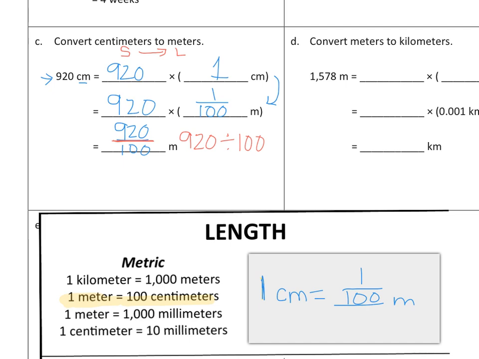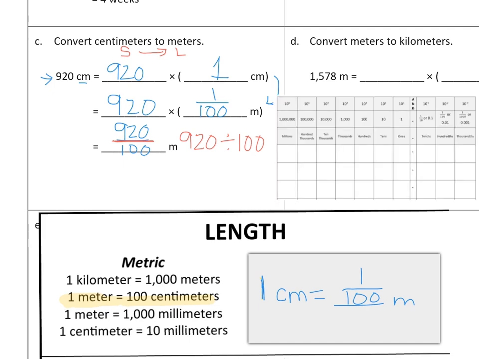And now I'm going to pull up my place value chart and plug in 920 on the place value chart. So 9 is in the hundreds, 2 is in the tens, 0 is in the ones. Since we're dividing, our number is going to get smaller and we're going to be going over to the right. And we're dividing by 100. That means we're going to be moving 2 spaces to the right because there are 2 zeros in 100. So the 9 is going to go over to the ones. And the 2 tens are going to go to the tenths. And the 0 ones goes to the hundredths.